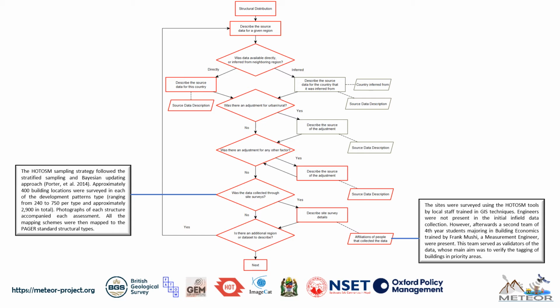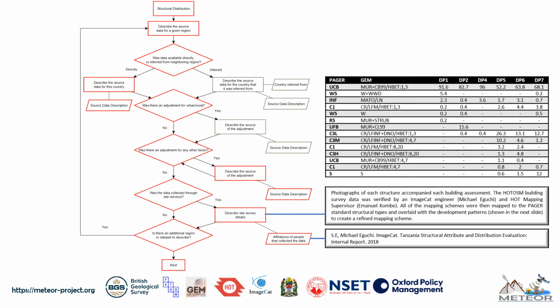However, a second team of fourth-year students majoring in building economics trained by Frank Mushi were present. This team served as validators of the data, whose main aim was to verify the tagging of buildings in priority areas. Photographs of each structure accompanied each building assessment.